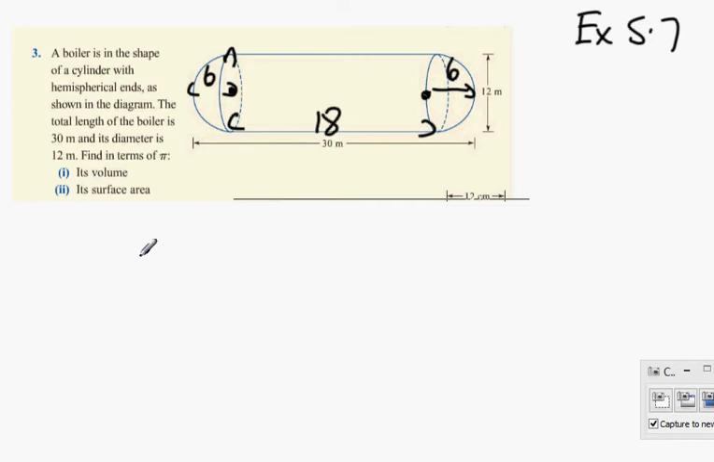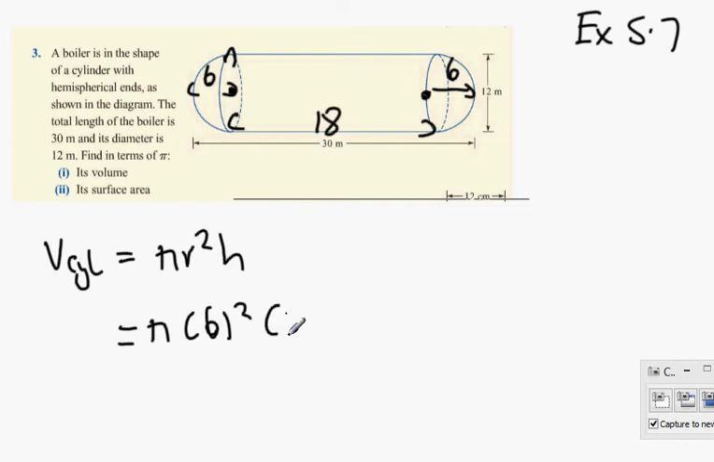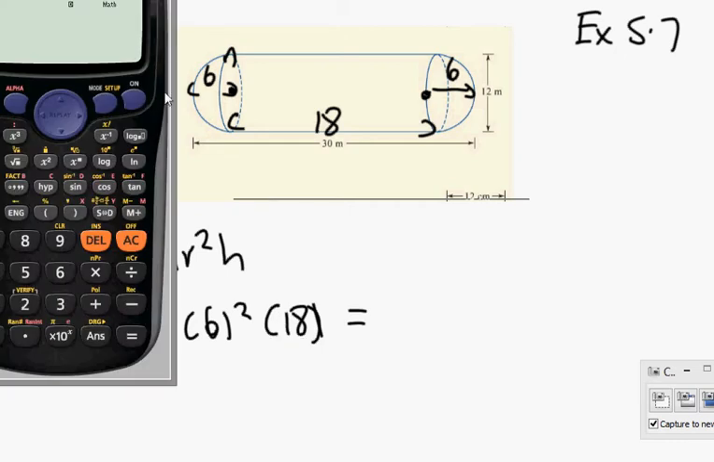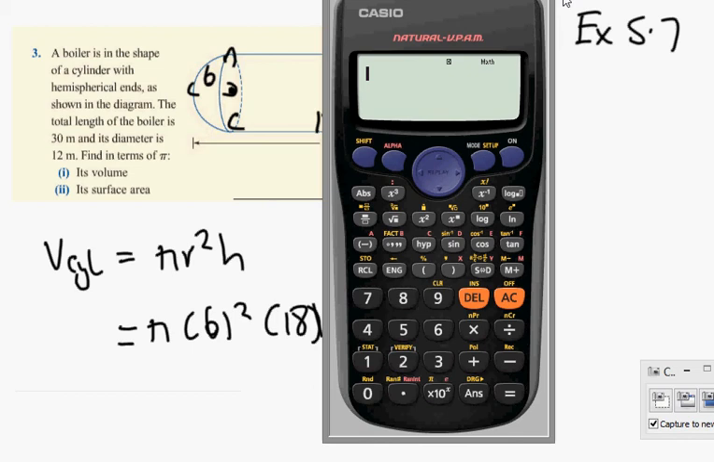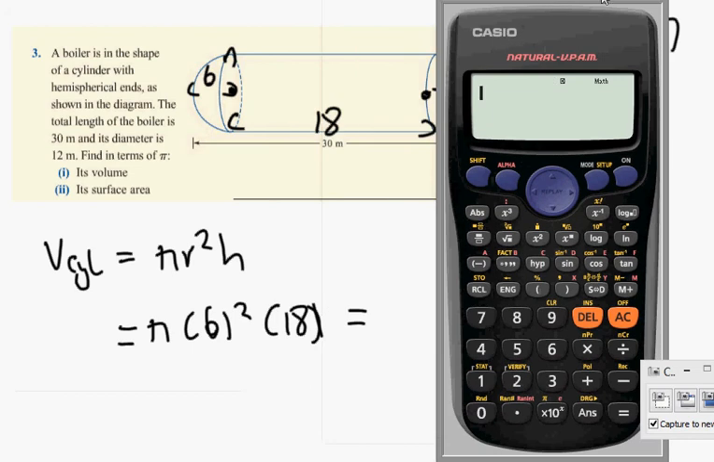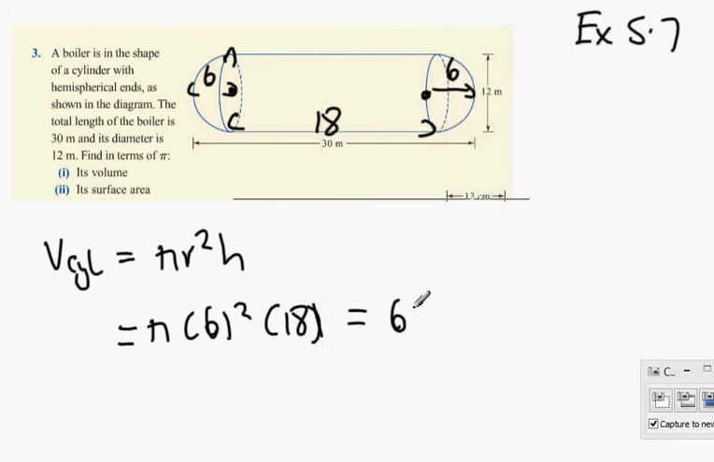We're going to find the volume of the cylinder first. The volume of a cylinder is pi r squared h. It's pi times r squared, which is 6 squared, and the height of the cylinder is 18. So what's that in the calculator in terms of pi? 648 pi, when you put that into the calculator.